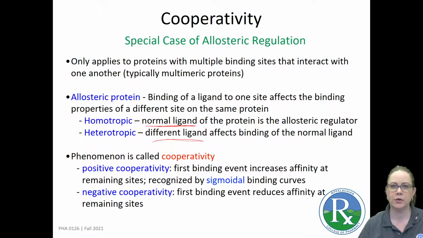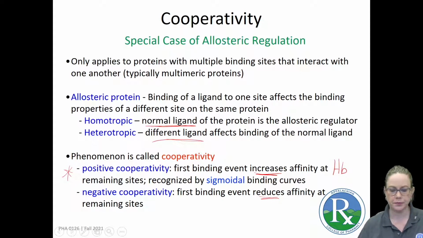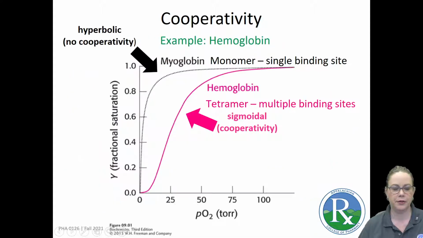With positive cooperativity, the first binding event increases the affinity for the remaining sites, and this is recognized by those sigmoidal binding curves. This is what we have with oxygen binding to hemoglobin. Negative cooperativity would mean that the binding event at the first site reduces the affinity at the remaining sites. We're going to focus on positive cooperativity today, where our first binding event increases our affinity for hemoglobin.